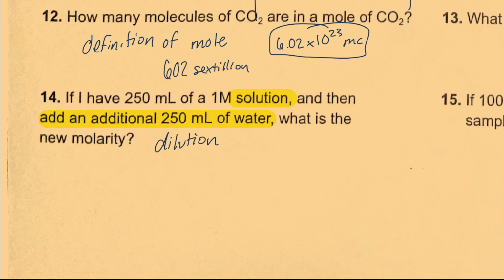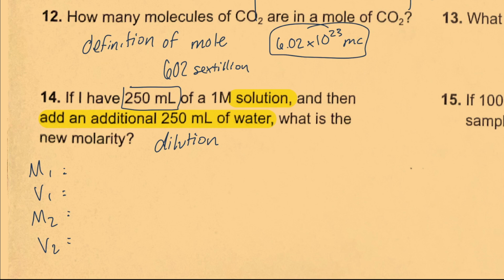Well, and if it's asking about the new molarity, I guess there's that. So this is a dilution problem. So it's time to list my variables. What do I know? It's telling me that I have 250 mils of a 1 molar solution. That's what I'm starting with. That's what I have. That's what I possess.